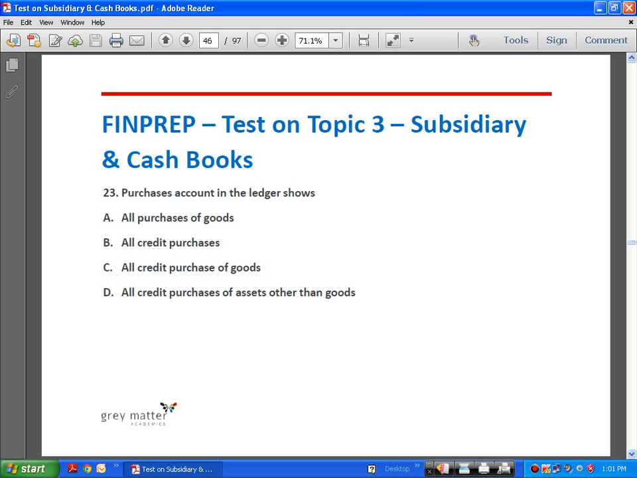Next, purchases account in the ledger shows, okay, so while the purchases book will show us only the total of all the credit purchases made during the period, the purchases account will show us all the purchases, that is the credit purchases and the cash purchases. So purchases account will show us the total of all purchases of goods made during the year. So answer is A.